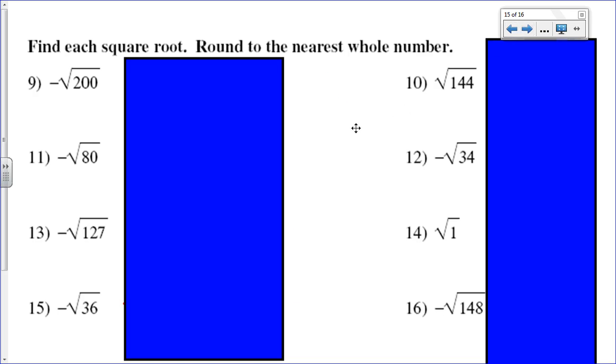Find each square root, round to the nearest whole number. Be careful of the negatives and watch your rounding as well. Stop the tape, try them, and then press play when you're ready to go.